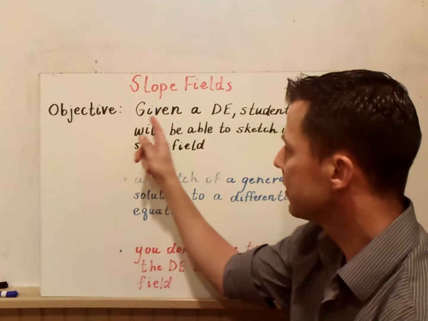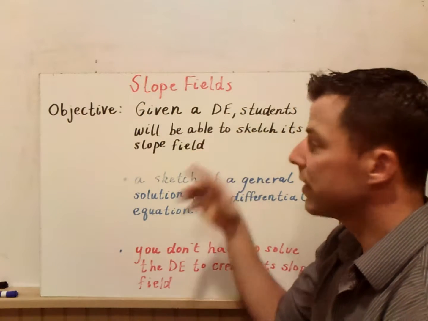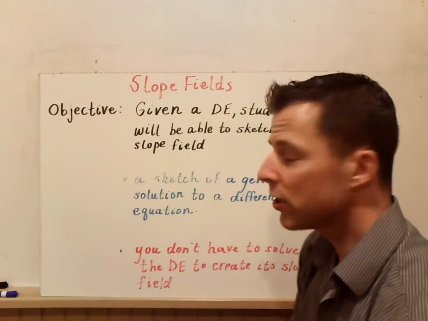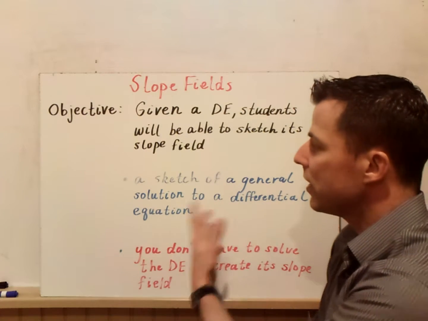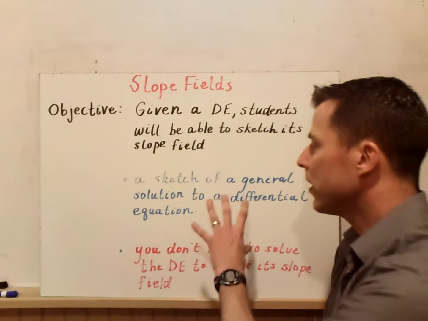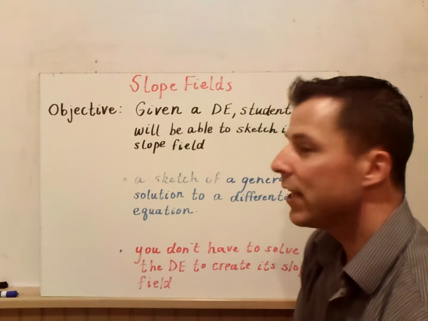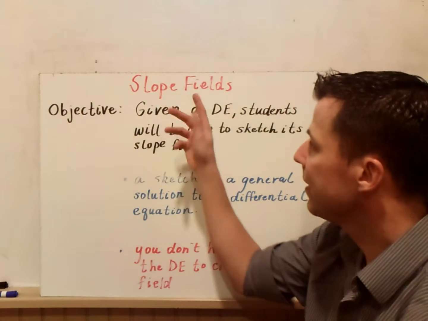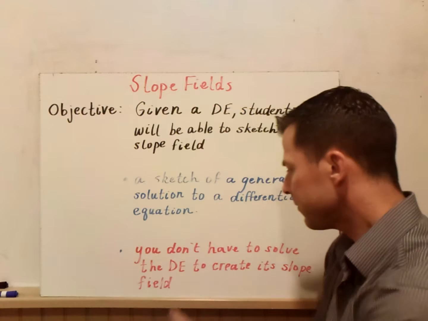The objective for this is, if you're given a differential equation, DE for short, you're going to be able to sketch the slope field of the differential equation. A sketch of the general solution to the differential equation is the slope field. So we're going to get the general solution by looking at what we call a slope field, or what's called a direction field. They mean the same thing. You can see slope field or direction field, they're the same.